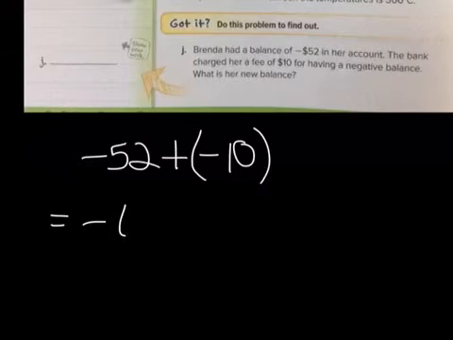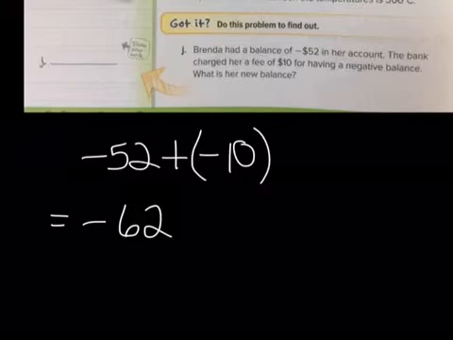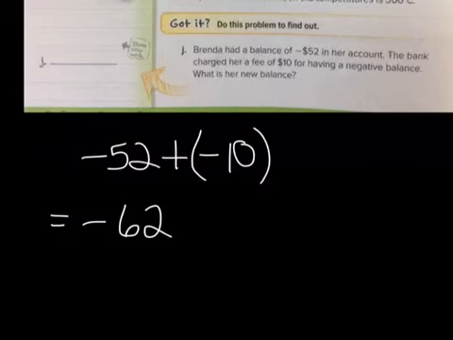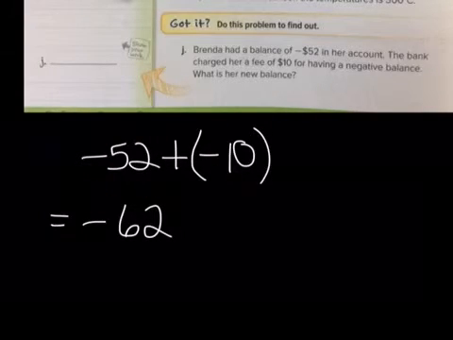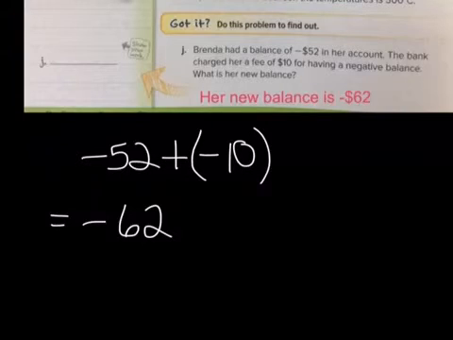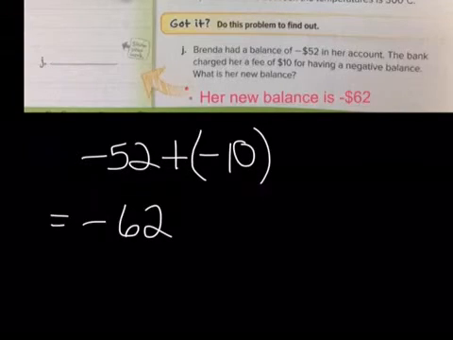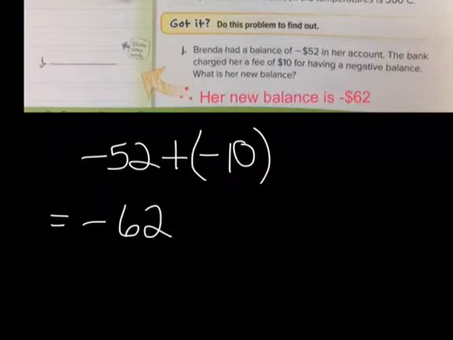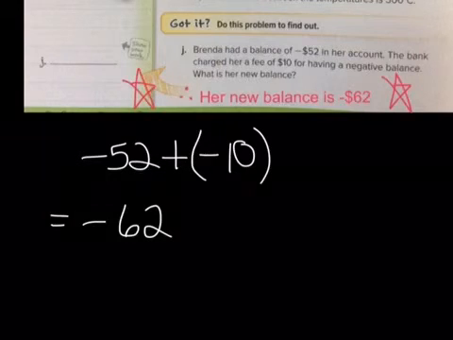It's going to be -62 now. She owed 52, and then the bank wants another $10. Now she owes the bank 62. Okay, therefore, her new balance is -62. Remember that your therefore statement answers the question. It says, what is her new balance? Her new balance is -$62. Go ahead and copy that down as a key answer. Just put a star on both sides.